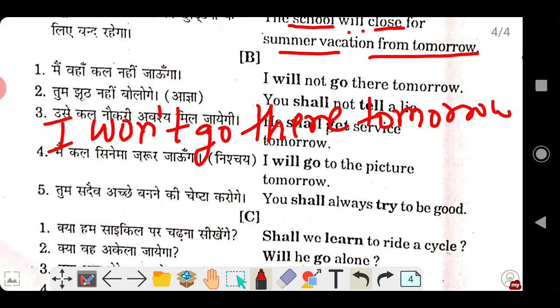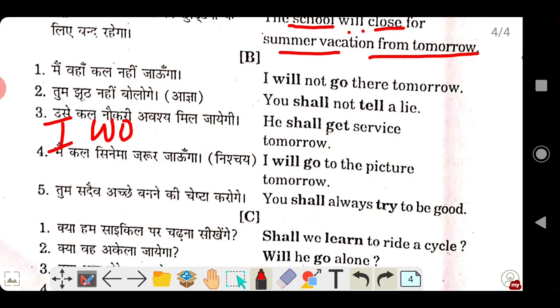Very simple, guys. I won't go there tomorrow. Simple. I will not becomes won't. This is contracted form, this is contraction form. Okay, so let me rub whatever I wrote on the screen, otherwise that would make you distracted.